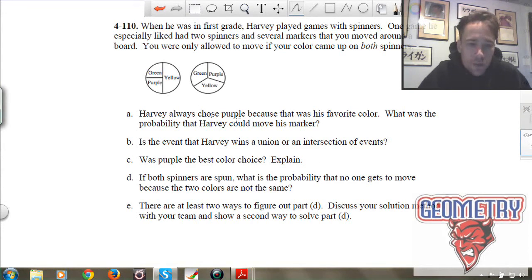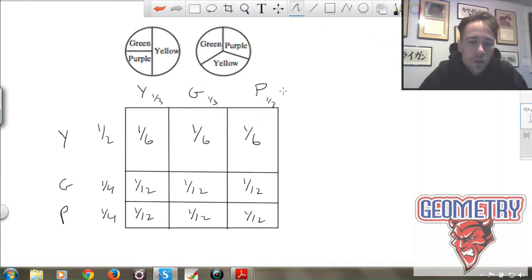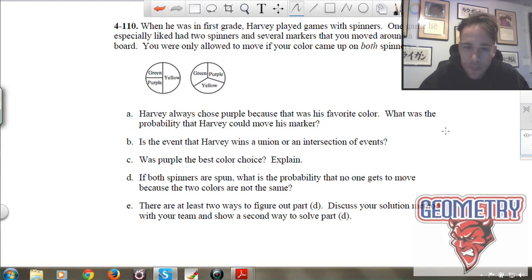It says Harvey always chose purple because that was his favorite color. What was the probability that Harvey could move his marker? Okay, so let's go back and check this out. So it says you can only move if they land on both colors for each spinner. So we're looking for the purple-purple, right? When purple matches up with purple. In this case, it's a 1/4 chance times a 1/3 chance, which is a 1/12 chance. So the probability that he could move is right here in this box, purple and purple. That's a 1/12 chance. So there we go, 1/12.